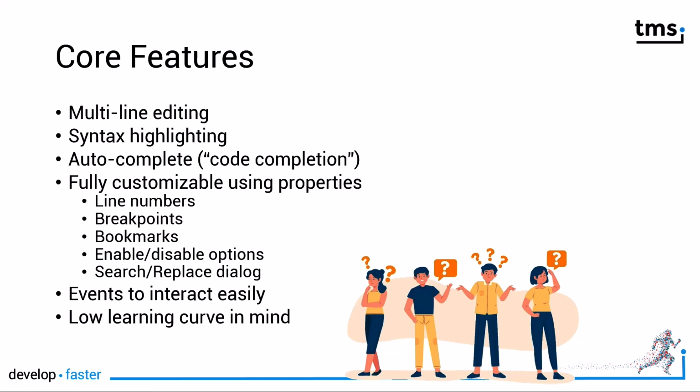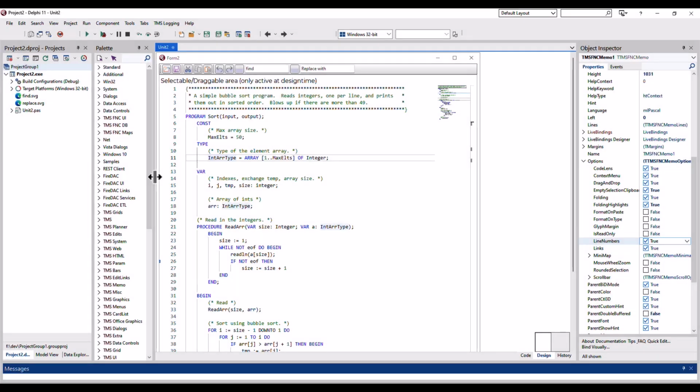In order to get started, you don't need to do anything else but select the component on the tool palette, drop it on the form, and run your application. The component is ready to go, even with features like syntax highlighting and autocomplete. Advanced users will be able to customize the control in great detail, using additional properties and events. With all this in mind, let's look at a real example.